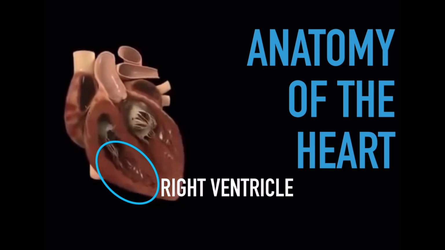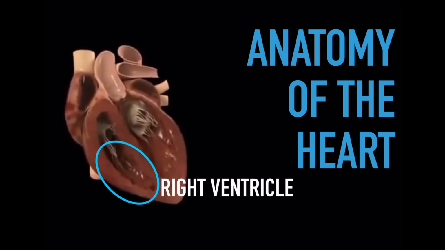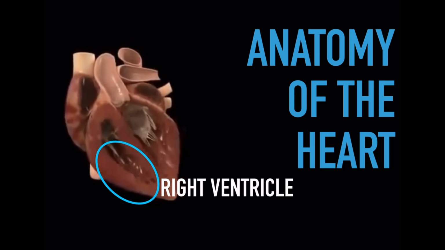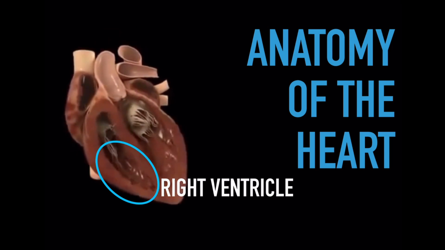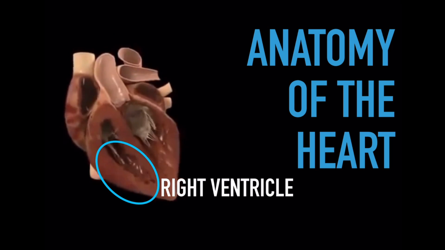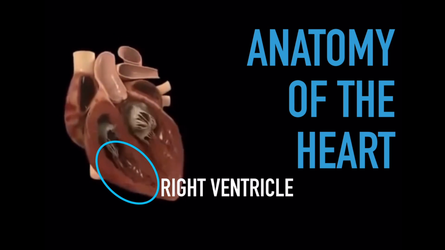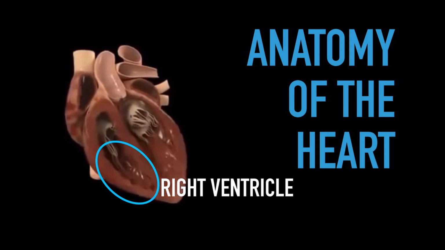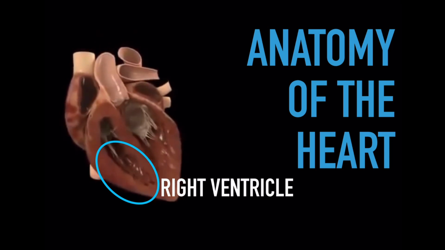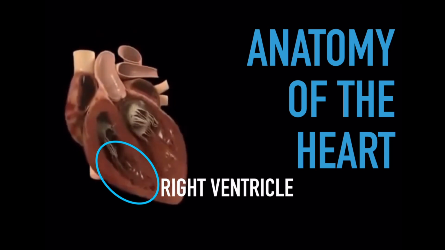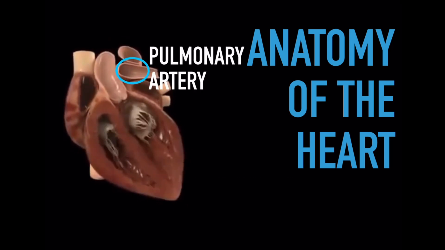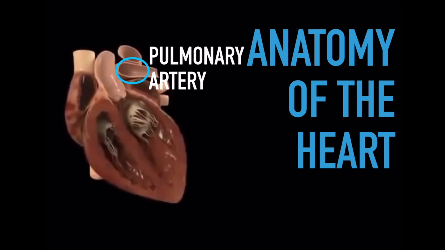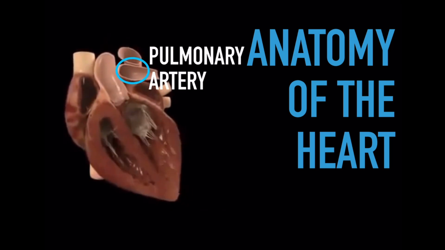The right ventricle is the smaller of the two lower chambers. Its job is to pump blood into the lungs to exchange oxygen with carbon dioxide. The path to the lung is hard to see here, but it leads through the back of the heart to the pulmonary artery. The pulmonary artery is the vessel that carries the deoxygenated blood to the lungs for gas exchange.